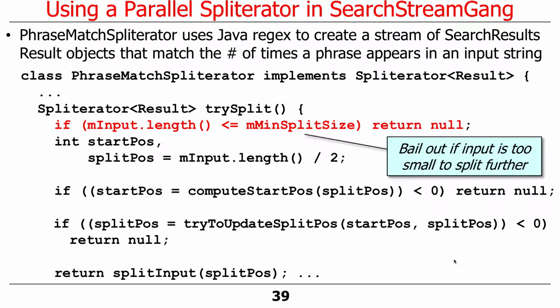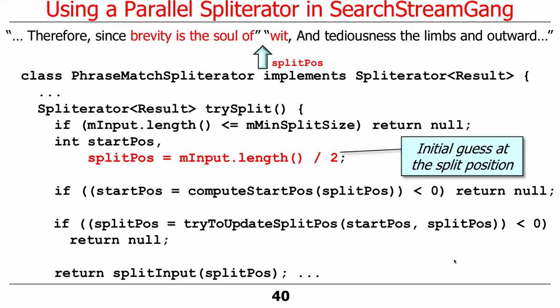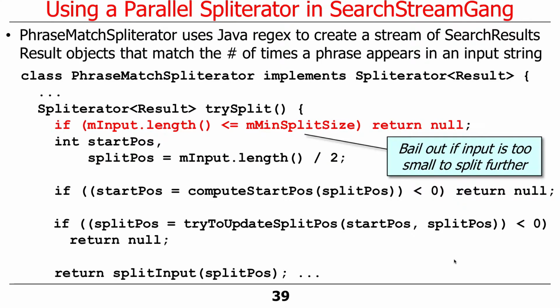All right. So the first thing we do is we check to see, is the size of our input less than the min split size? If it is, we're going to bail out because we're not going to split it down to infinitesimally small chunks. We want to keep it pretty sensible. And you'll notice it returns null, which is an indication to the streams framework to start calling the underlying try advance method to get through the rest of the string sequentially. We then take a guess at what the split position should be.